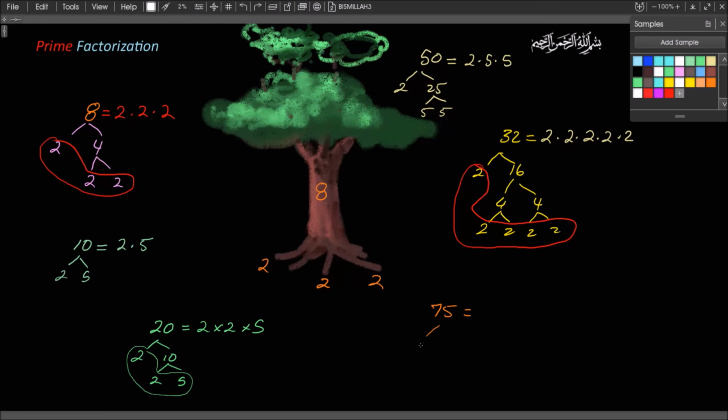Okay, so it is. So then we can rewrite 75 as 3 times 25. Now 25 is not prime. 25 can be further divided into 5 and 5. So 75 is 3 times 5 times 5. So this is prime factorization. It's a very, very important concept. Prime factorization is simply breaking down a number into its prime factors.